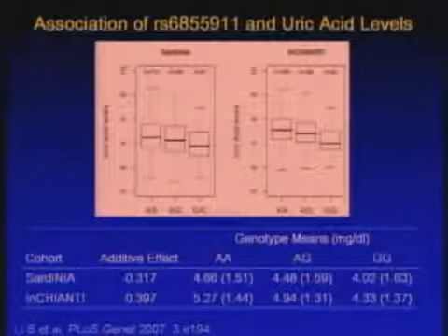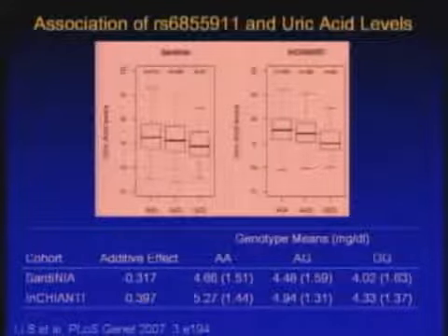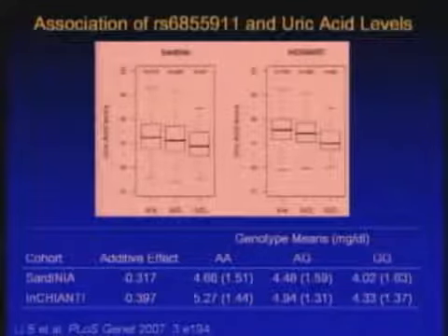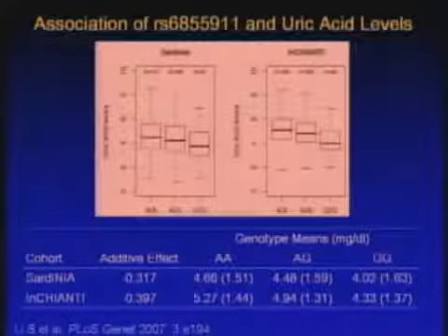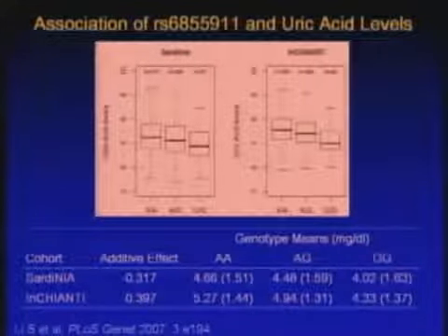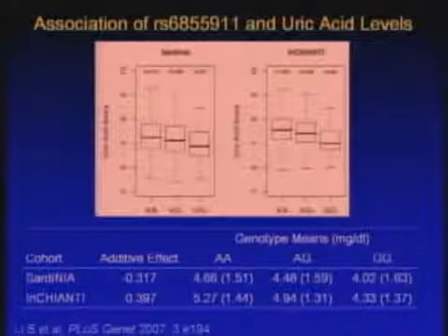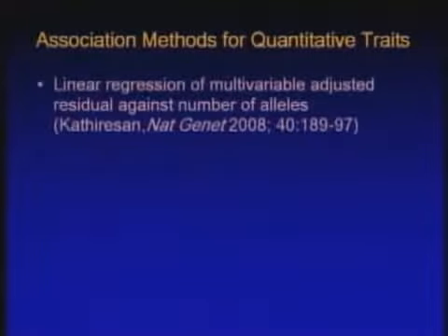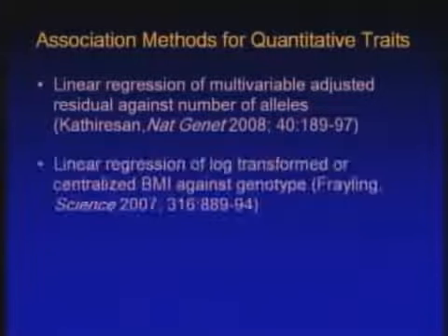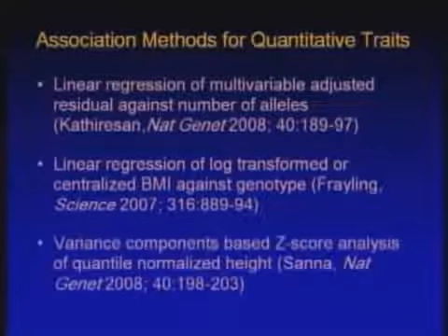Here now are the mean uric acid levels in the 3 genotype groups, AA, AG, and GG, in these 2 different cohorts, showing the additive effect for a single allele. Having one G allele drops your genotype mean, as you can see here in both of these cohorts. Association methods for quantitative traits that tend to be used, as I mentioned, are linear regression, sometimes multivariable adjusted residuals, just to take out the noise effects of covariates. One can use linear regression of log transformed or centralized BMI. This was done in the Frayling paper.